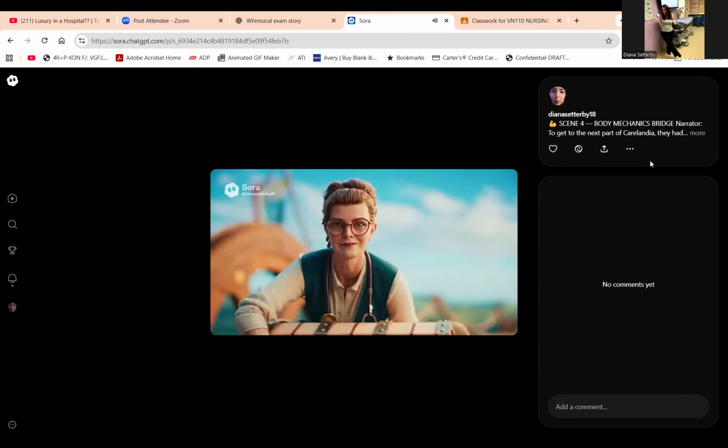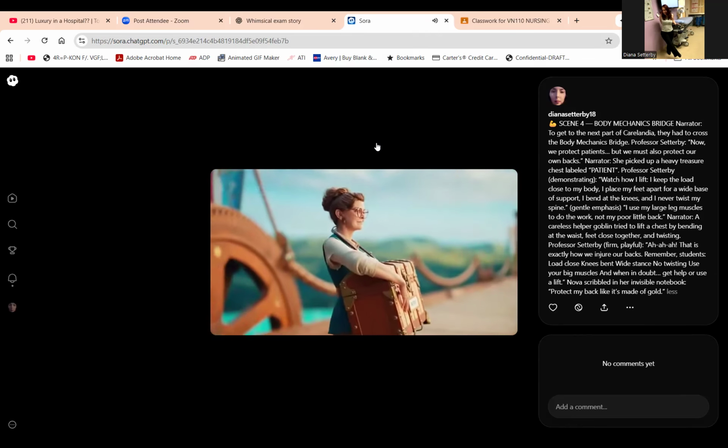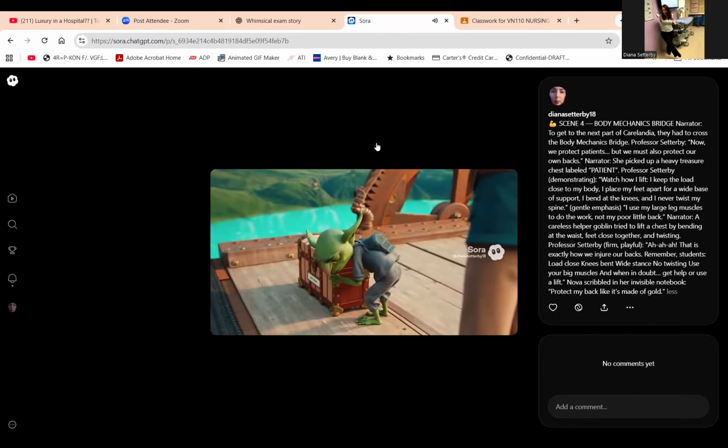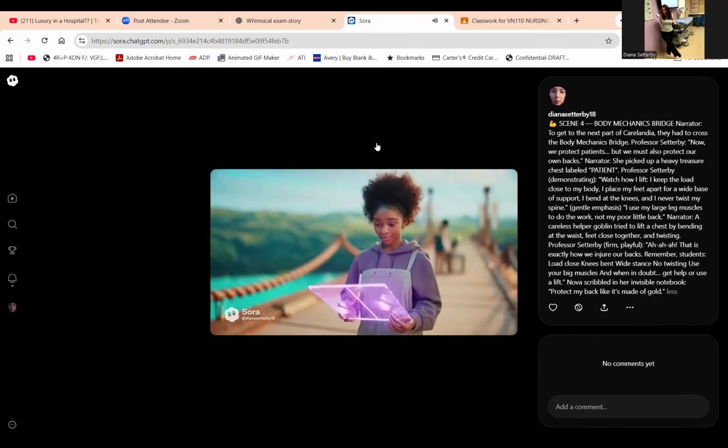To get to the next part of Carelandia, they had to cross the Body Mechanics Bridge. Now, we protect patients, but we must also protect our own backs. That is exactly how we injure our backs.